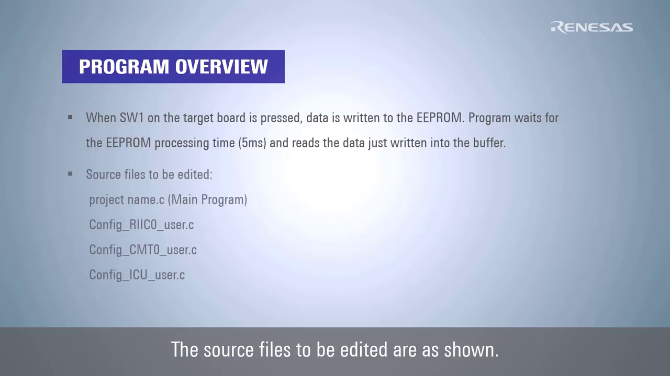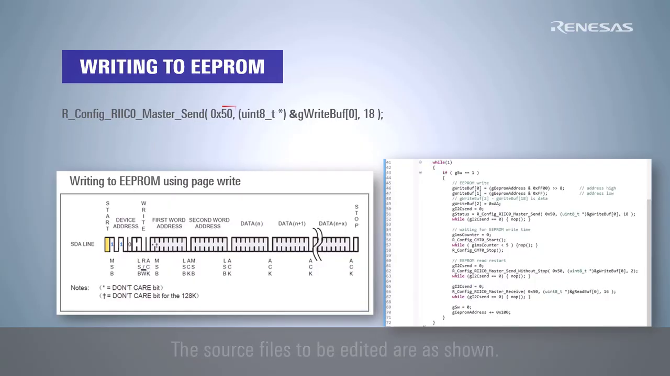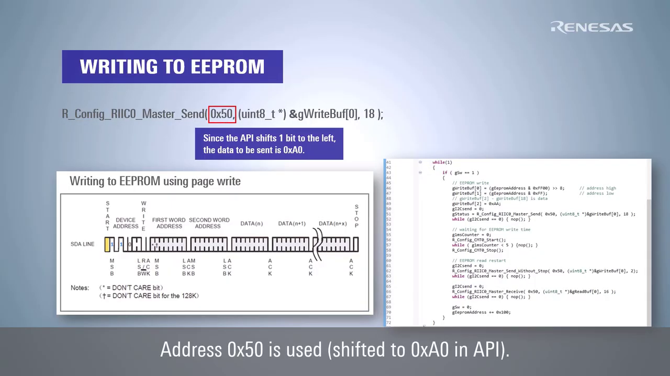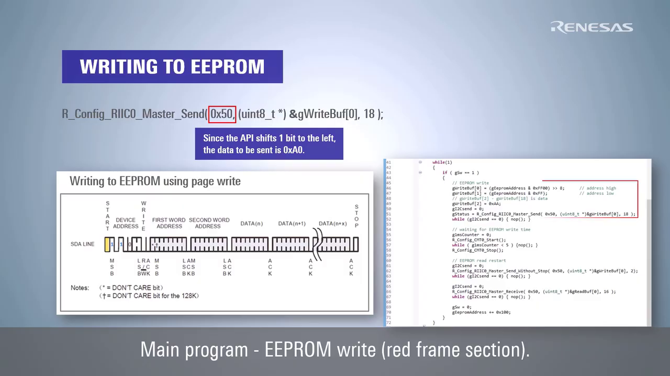The source files to be edited are as shown. The EEPROM device address is 0xa0, but the writing API uses 0x50 as it shifts the address left by 1 bit. In the main program, the EEPROM write process is as shown.